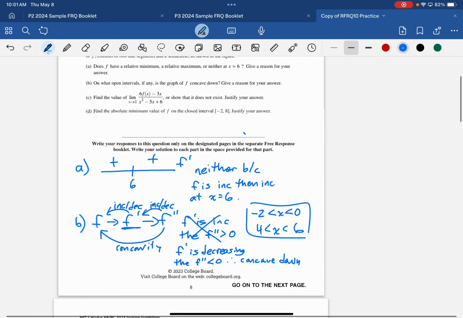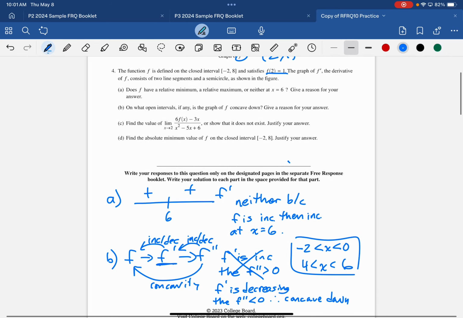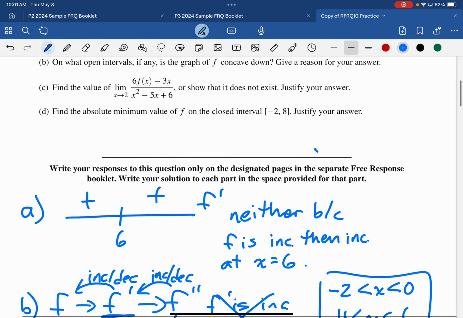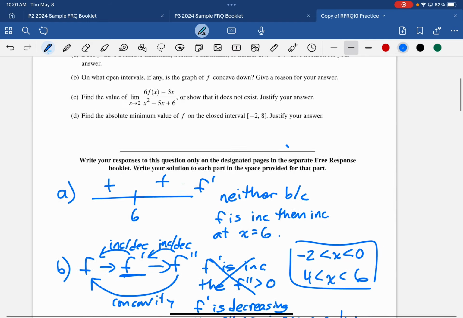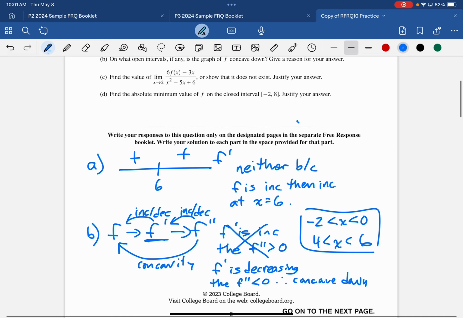Okay. Letter C. It says find the value of the limit as x approaches 2 of this crazy, ugly looking thing, or show that it does not exist, justify your answer. Now, how would you prove or find a limit?